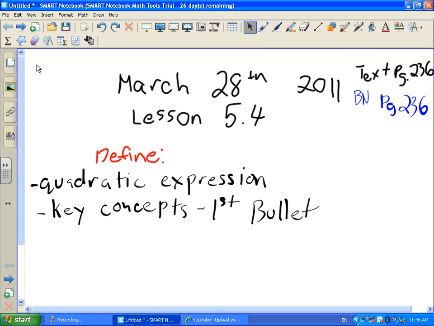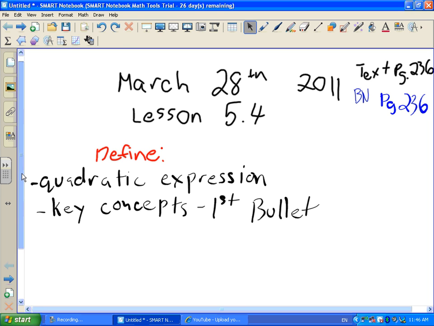2011, you're on textbook page 236, and blue notebook page, same thing, 236. I need you to define these two terms.